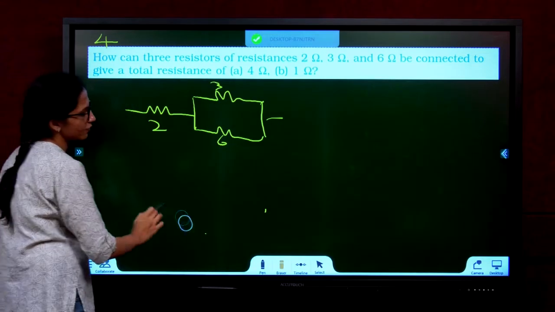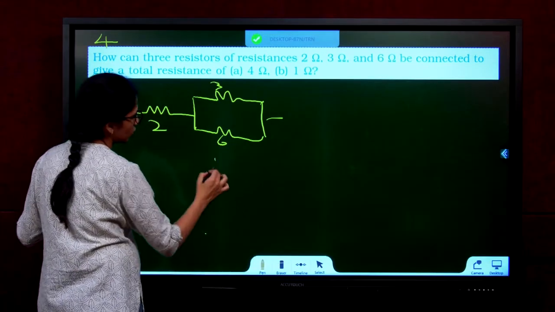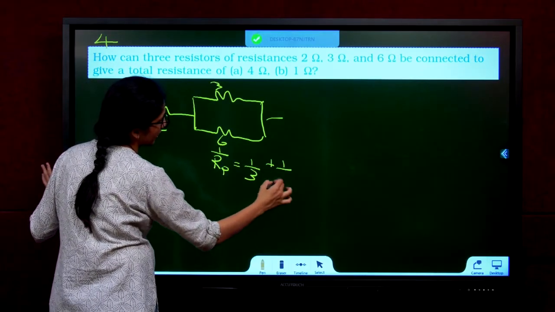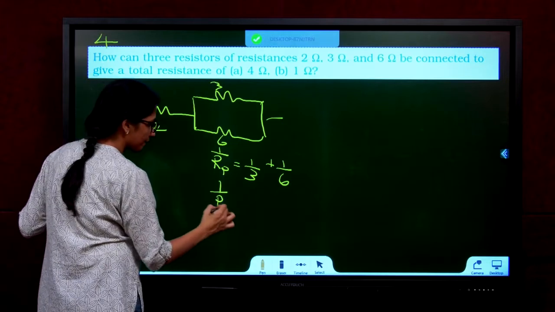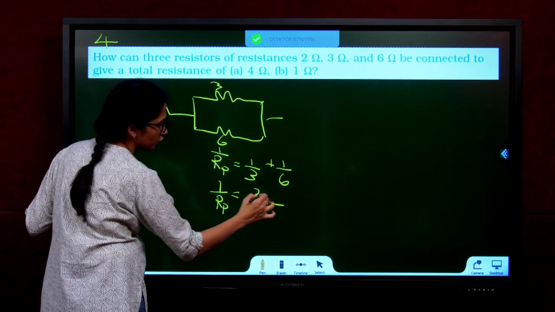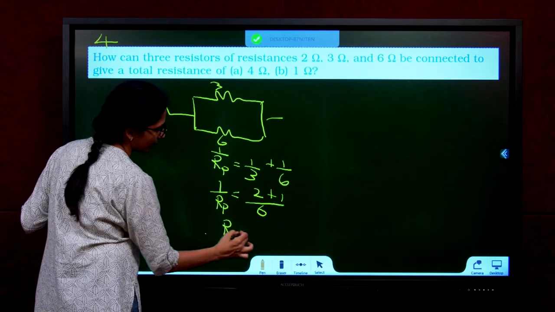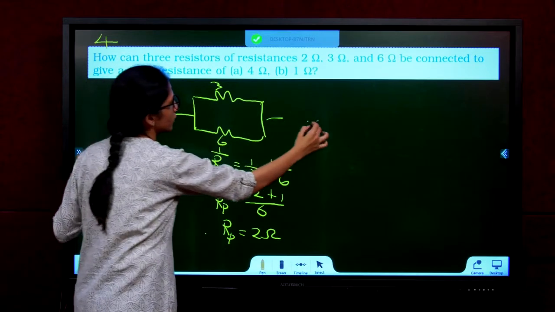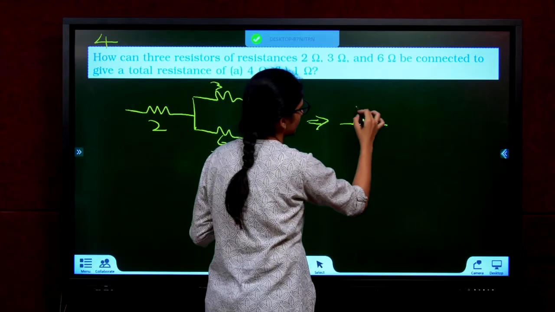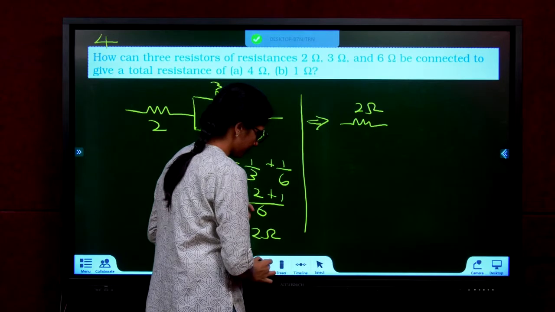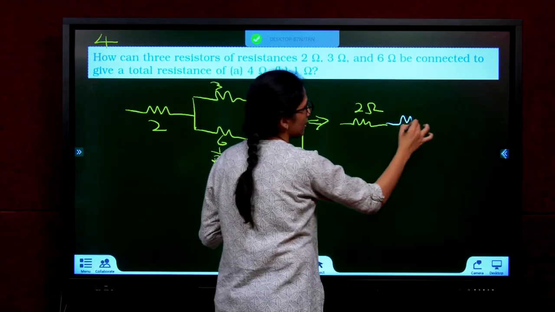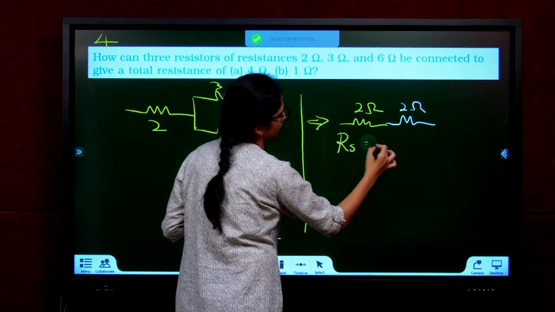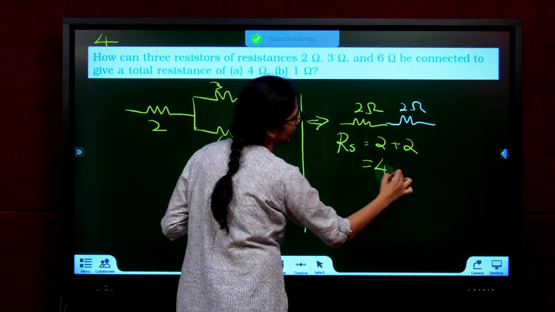Now with 2, 3, 6, first we go for the parallel part. So 1 by RP is 1 by 3 plus 1 by 6. 1 by RP is, over 6, 2 plus 1. If you solve this, you will get RP as 2 ohm. So now what happens to the circuit? This can be replaced with 2 ohm. So this becomes 2 ohm, and I am replacing the combination here as another 2 ohm. What is 2 ohm plus 2 ohm? 4 ohm. So I got my answer.